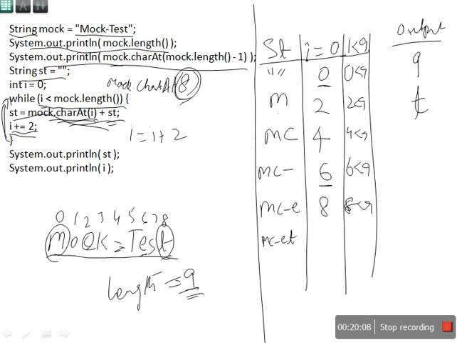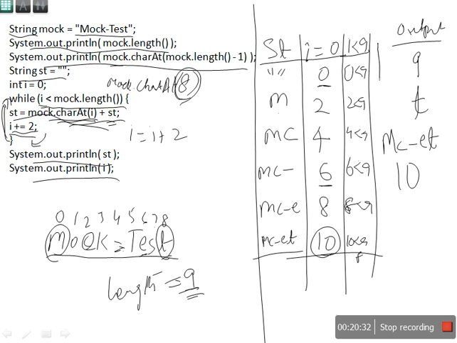Now i becomes 10. 8 plus 2 is 10. 10 less than 9 becomes false. This time the condition becomes false and it will come out of the loop. Now it prints System.out.println(st). What is st? It is MC-ET. Then System.out.println(i). What is i? 10. So this should be your output on the answer paper for this code.